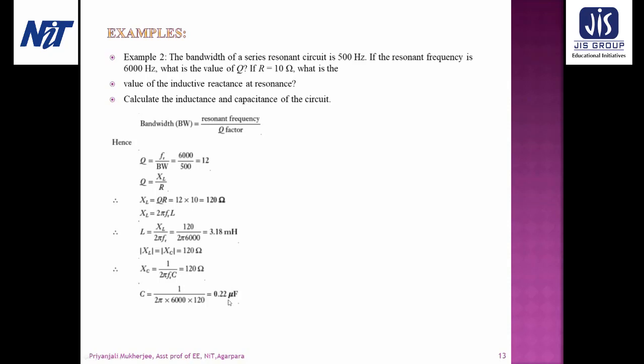So in this lecture, we have considered the series resonance, the properties of the series resonance, the variation of resistance, inductive and capacitive reactance with the frequency, the variation of current and impedance in a series resonating circuit, the bandwidth, the Q factor, the relationship between the bandwidth and Q factor, and some numerical problems. And in the next video, we will consider the parallel resonance. And these are the references.